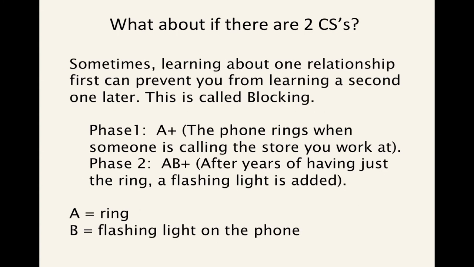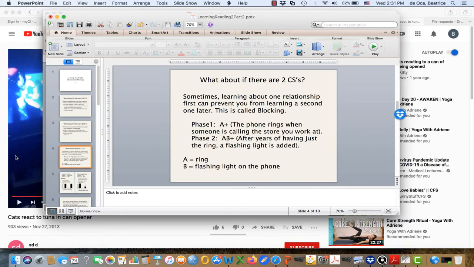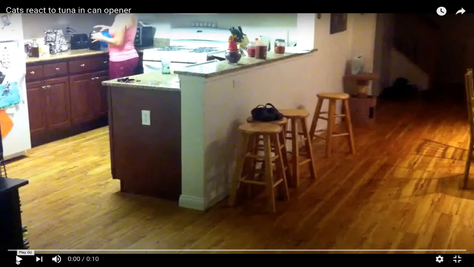We're going to look at an example of blocking with phone rings, but let me show you another example really quick from something a little more familiar. Here we're going to see what happens in this household when the can opener turns on and the cats hear it.